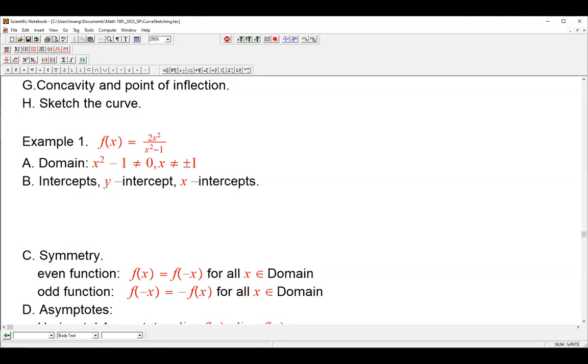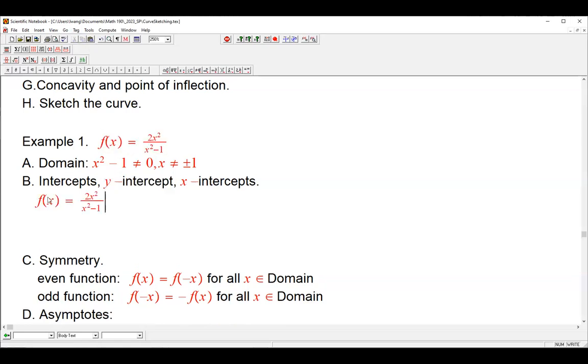Now, intercept. It's easiest to find the y-intercept, right? The y-intercept is where the input is equal to 0, so when x equals 0. We tell the reader what we're doing here: we set x equals 0, so replace x by 0, and the y-intercept is (0, 0).